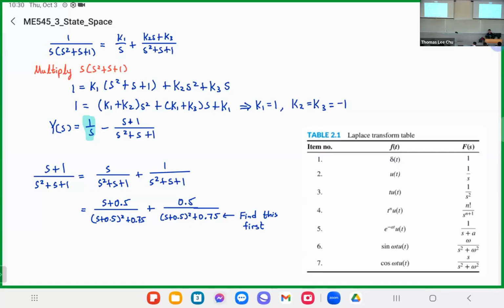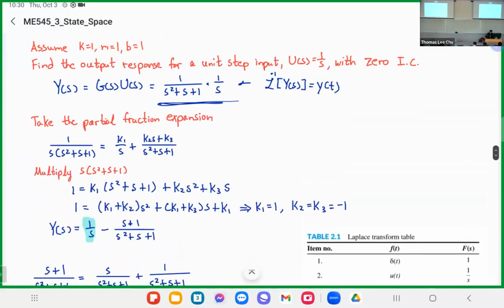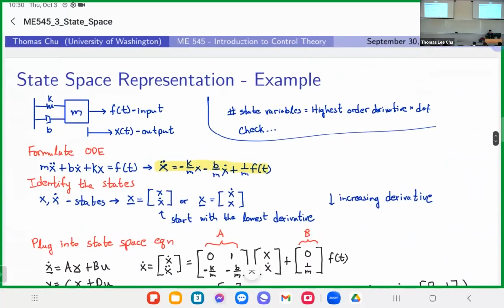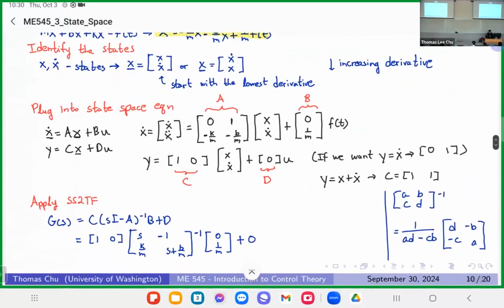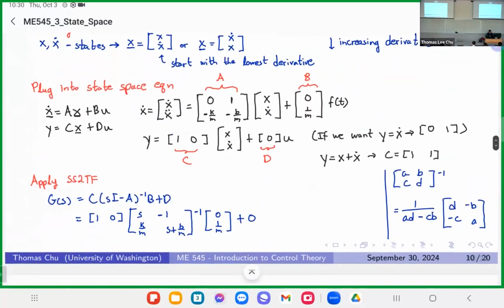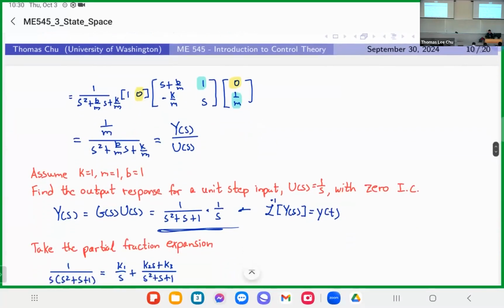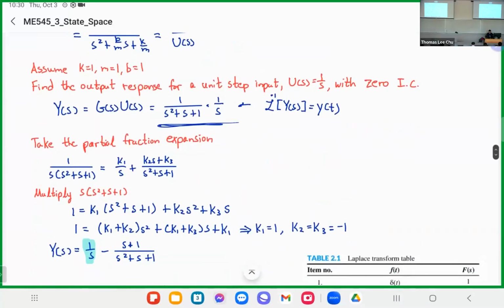Yesterday we left off on this partial fraction example. What we're doing in this problem is getting the state space representation of this mass damper system. We identified the states, placed them in the state space equation, and then applied the state space to transfer function equation. Then I added a second part where I said, let's give the unit step input with no initial conditions and assume K, M, and B are all one. We plugged it in, did partial fraction expansion, and figured out the terms.